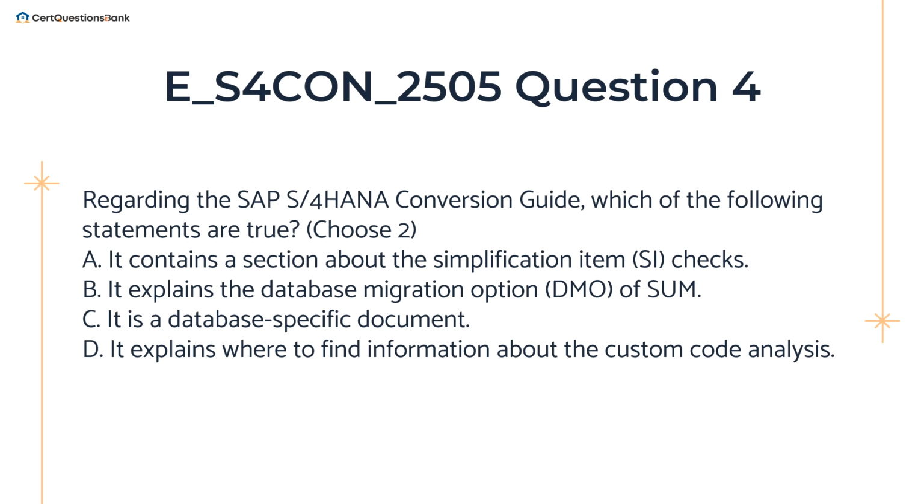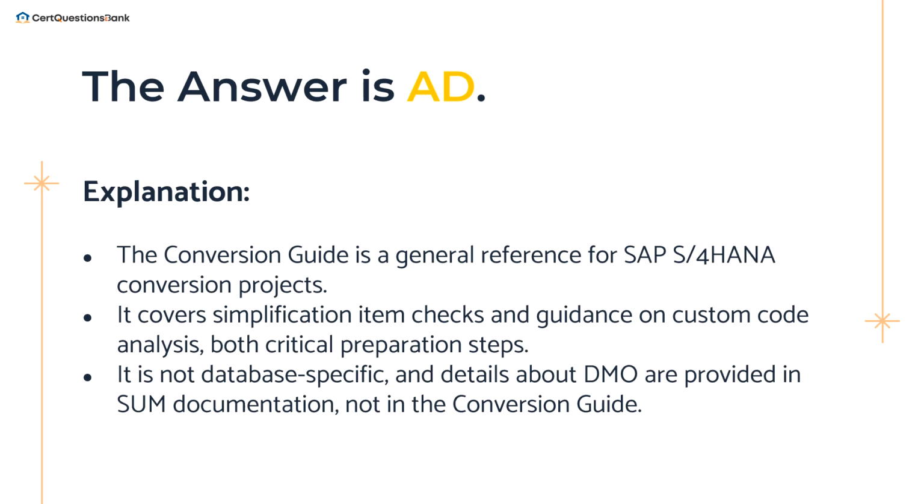Regarding the SAP S/4HANA conversion guide, which of the following statements are true? Choose 2. A. It contains a section about the simplification item, SI, checks. B. It explains the database migration option, DMO, of SUM. C. It is a database-specific document. D. It explains where to find information about the custom code analysis. The answer is AD.